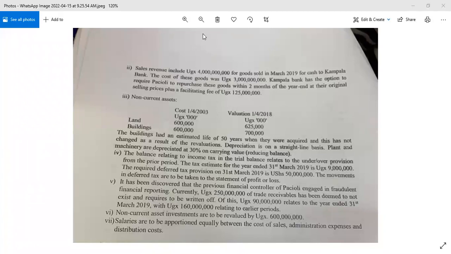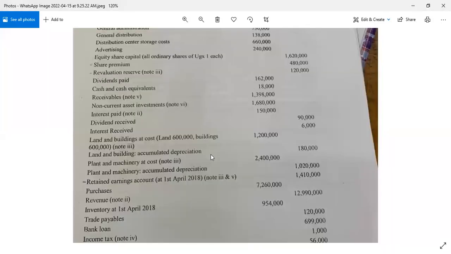So let's continue with the note. Okay, so we are going to income tax. If I go to my working, let's see the balance in the trial balance, what they're saying. When you look through income taxes here, the last note, it is 56,000 and it's on the credit.